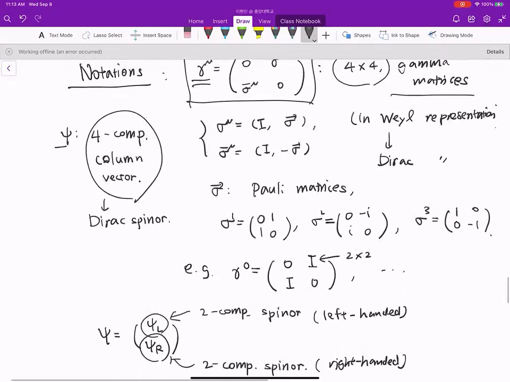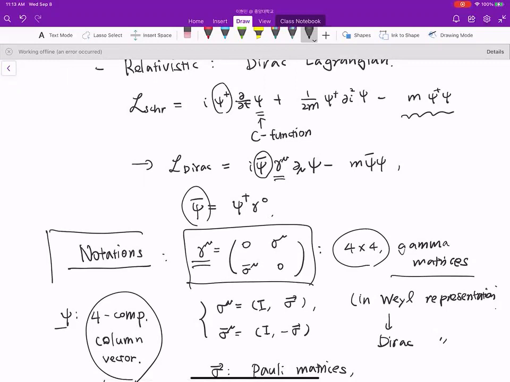In that case, you can actually show, starting from Dirac, although the Dirac spinor is a column vector instead of a wave function, that you can recover the Schrödinger Lagrangian. Of course, there are more components in the case of Dirac, because we are describing not only the electron but also the positron. In the case of Schrödinger, we have only the electron. Here, in the case of Dirac, electron and positron.